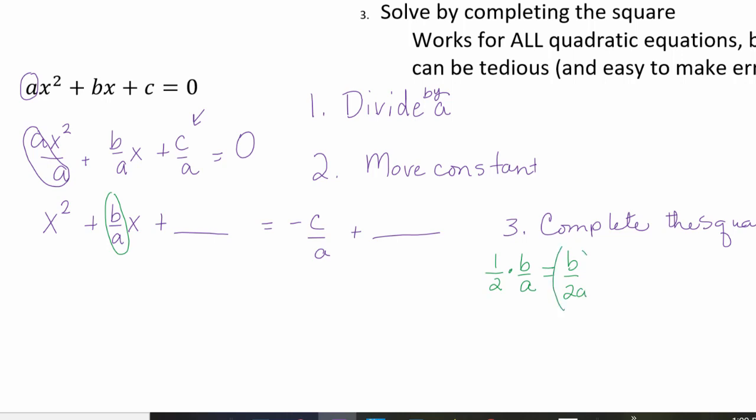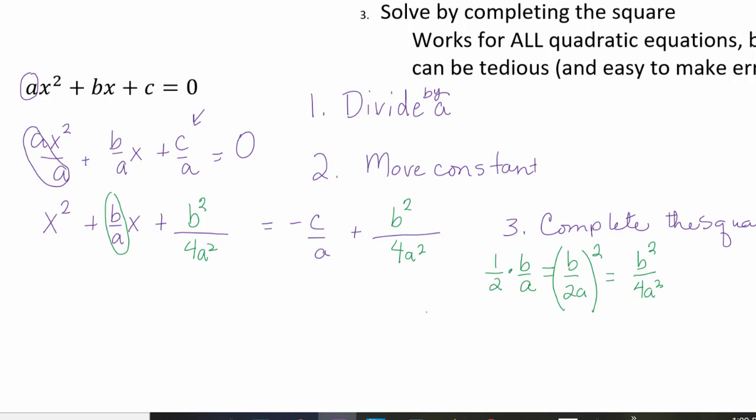And then we square that. So this is going to get squared. So now we're going to get b squared over 4a squared. And that gets added here, b squared over 4a squared, and here. So both sides to keep the equation balanced, right?